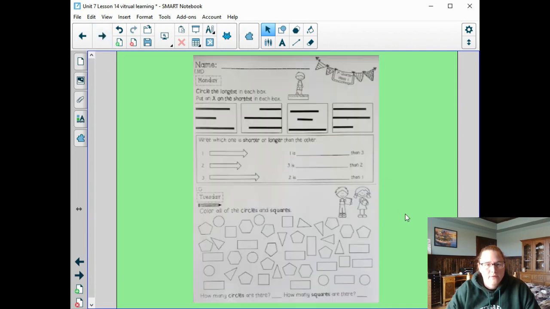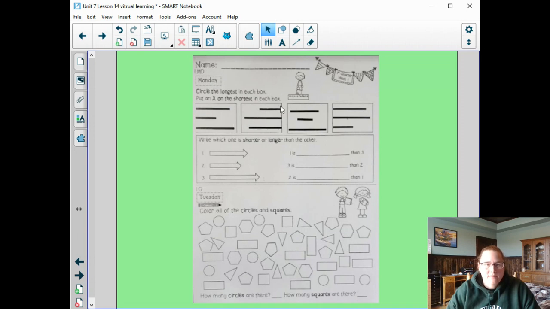All right, hopefully you're doing the best work you can. Here at the top, it says Monday. Put your name. It says circle the longest in each box. Put an X on the shortest in each box. So you have 4 different problems here. So in this first box, circle the longest line. Then you're going to put an X on the shortest.